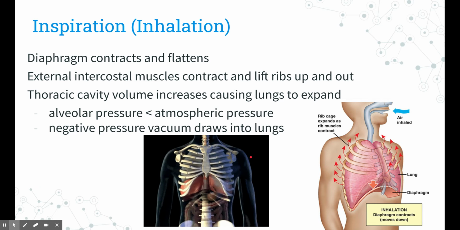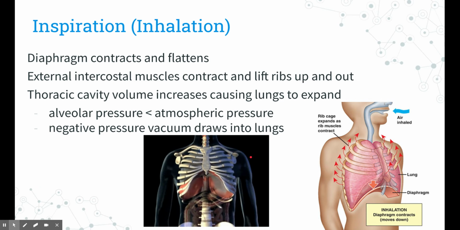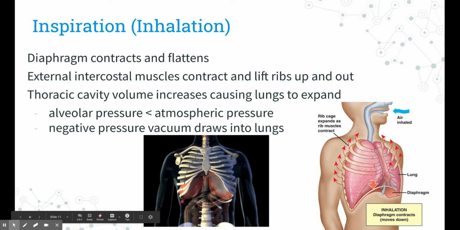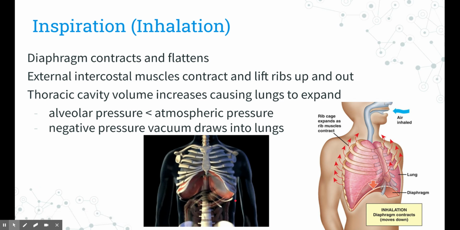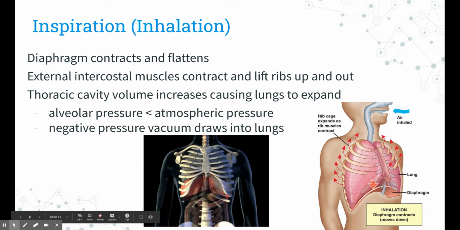So the process is involved in inhalation. The main muscle driving this is the diaphragm, that large sheet of muscle that stretches across the base of the thoracic cavity. As it contracts, it flattens. So at rest, it has a dome shape, and when it's contracted, it flattens out. That increases the thoracic cavity volume.